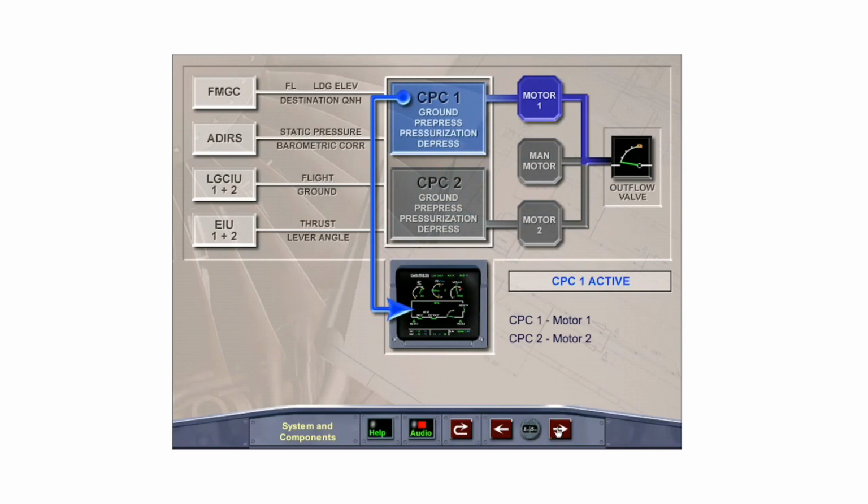For operation in automatic or semi-automatic mode, one CPC is active with the other operating in standby. The change from one controller to the other is automatic after each landing or with a controller failure. When active, Controller 1 controls motor number 1.